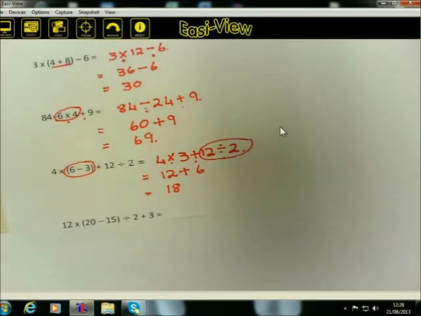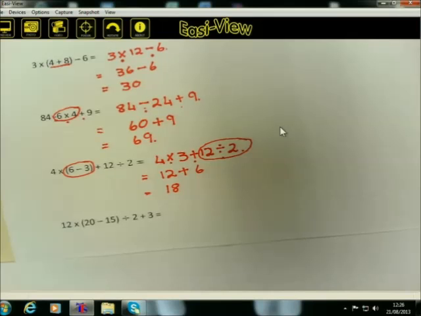Okay. Here is another one for you to do. I'm not going to do it now, but please do it and take it to your teacher to make sure that you are doing it correctly. Write it down quickly. 12 times, in brackets, 20 minus 15, divide by 2, plus 3.